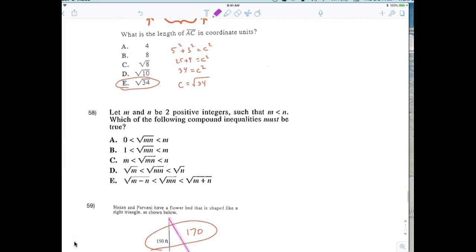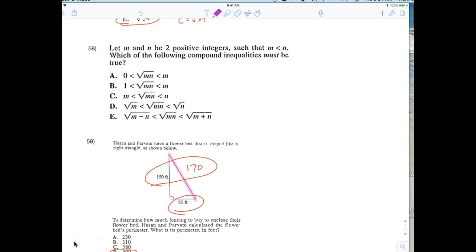Let's look down here real quick. On this one, let me give you some advice. Let m and n be 2 positive numbers such that m is less than n. Which of the following compound inequalities must be true? So m has to be less than n. Just make m, for example, 3, and then n could be 4. Then plug the numbers in and see. Is everybody with me on that?